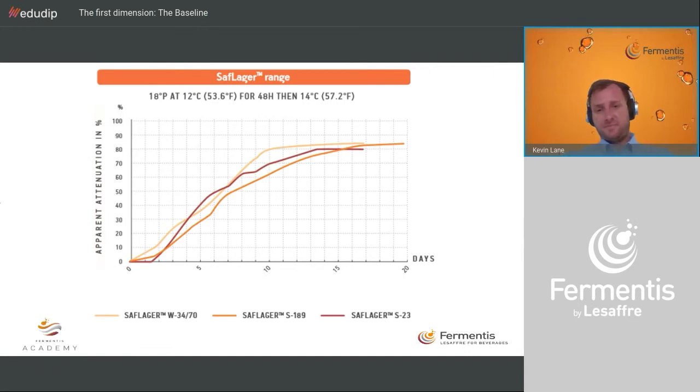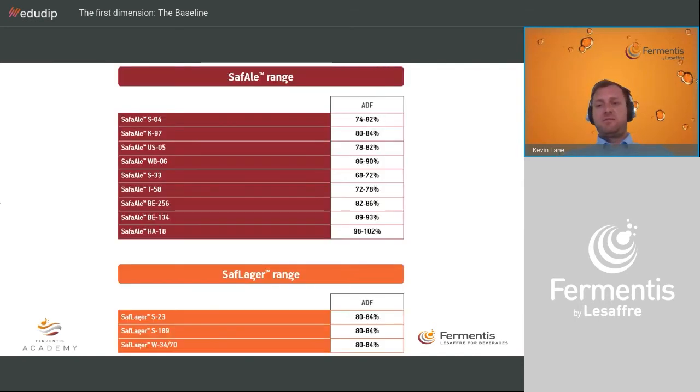ale yeasts are. Here again at 18 Plato, remember this is 12C for 48 hours and then 14 until the end of fermentation. With 18 Plato, it does take over 2 weeks to achieve the end of fermentation.